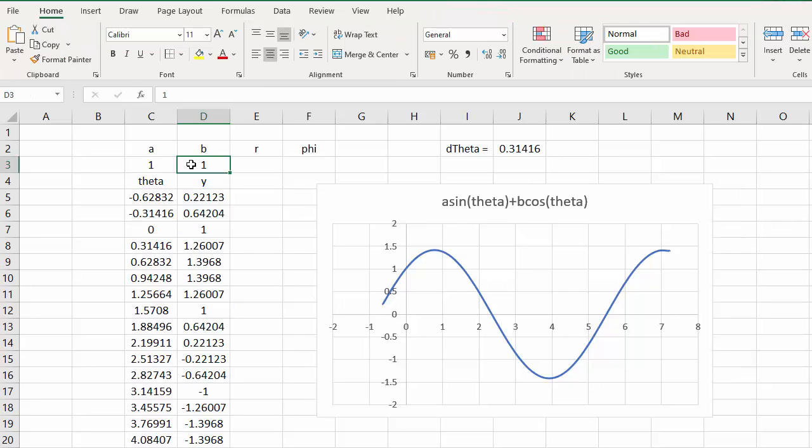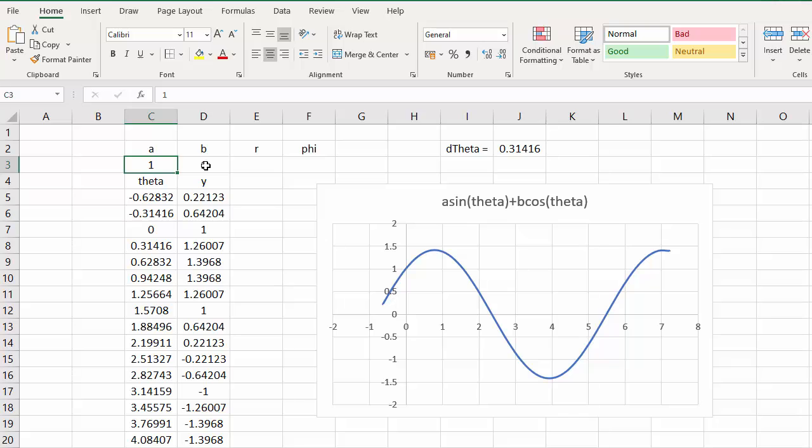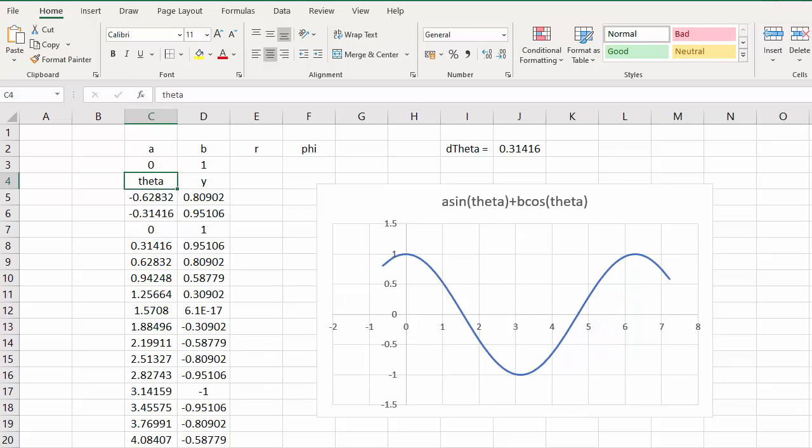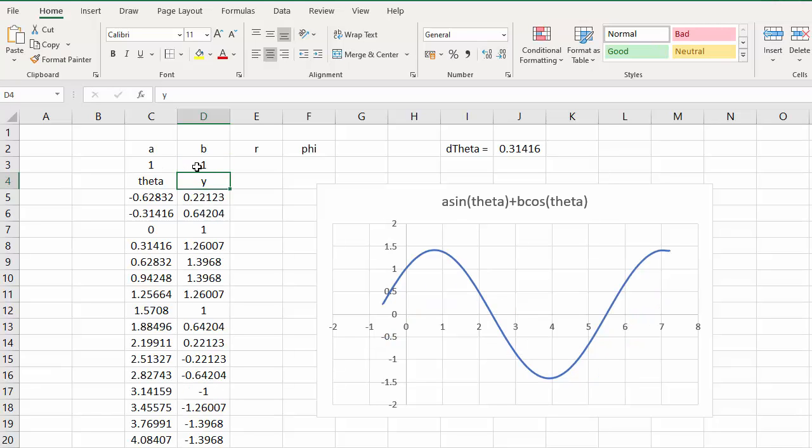Now if I set b equal to 0, we should get a sine wave, which we do. And if I set a equal to 0, I should get a cosine wave, which I do. So we start with cos equal 1, it goes through 0 at pi and it comes back to 1 at 2 pi. And if I set b equal to 0, I should get a sine wave. So we start at 0, we reach 1 at pi over 2, we reach 0 at pi, we reach minus 1 at 3 pi over 2, and then we're back to 0 at 2 pi. So that works properly. So we'll set that back to 1.